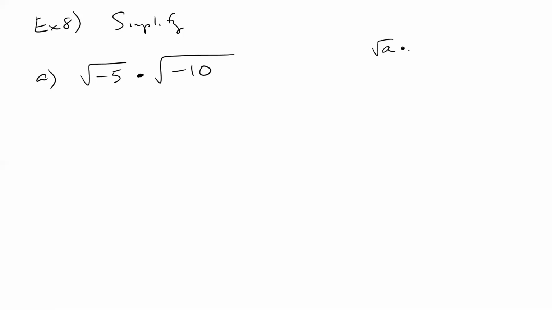It says you can multiply these together as long as they are both positive. And you should have this little disclaimer that said that A and B are both bigger than 0. So you cannot multiply negative numbers inside square roots to give you a simplified square root.